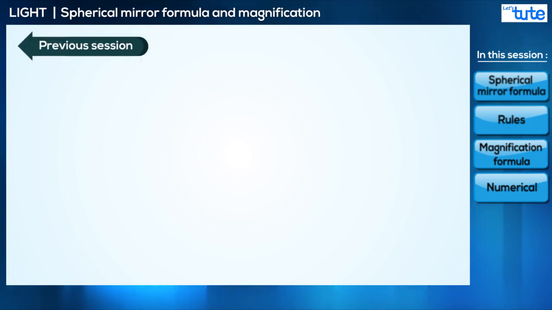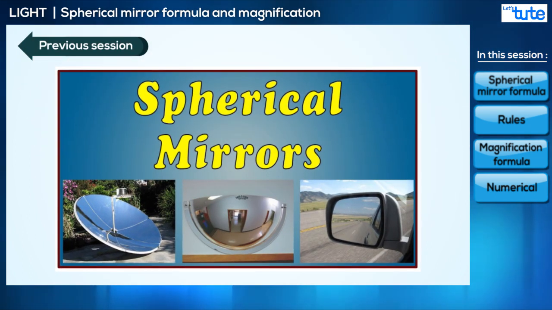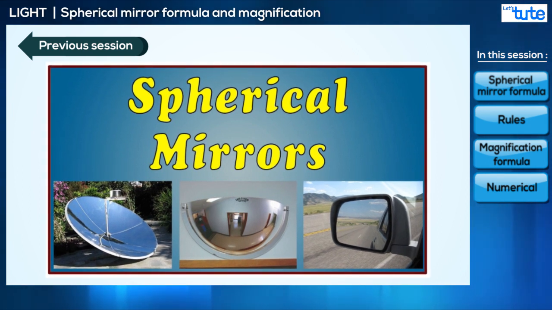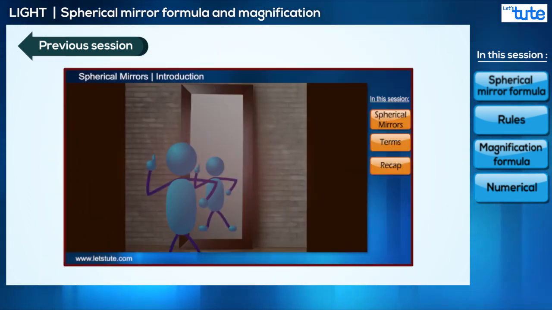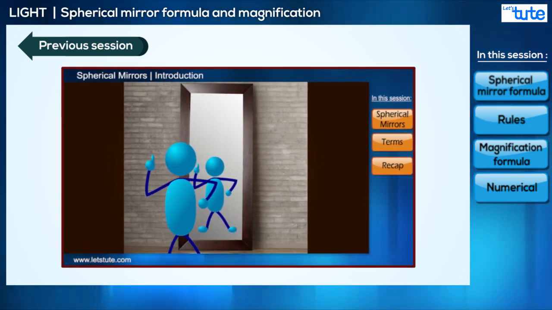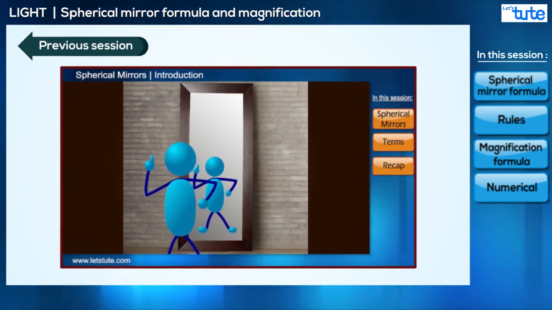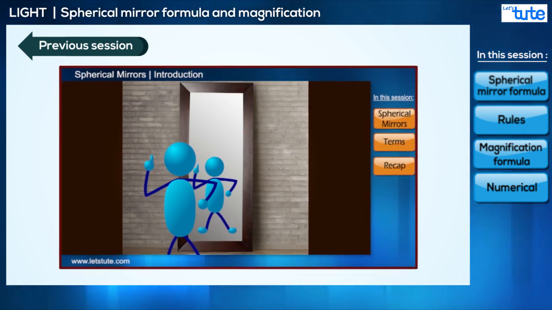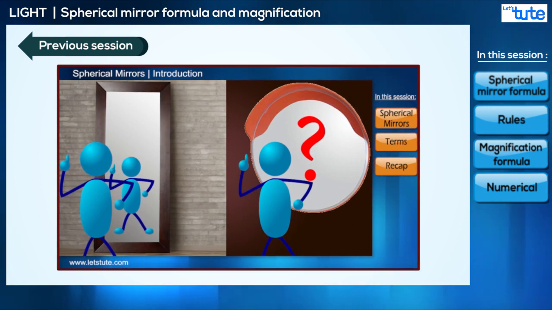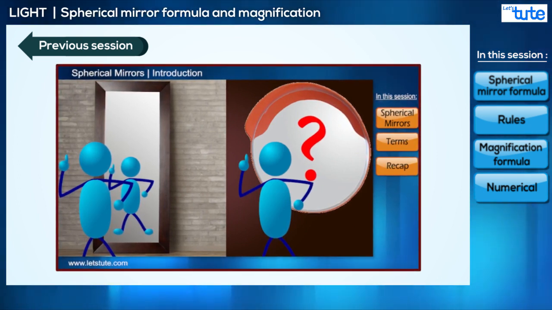So, let's start with today's session. In the last video, we talked about spherical mirrors and how they behave differently from plane mirrors. We left you with a question in that video. We all know what happens when you move back and forth in front of a mirror. Your image in the mirror gets smaller and bigger respectively. But what happens when you move back and forth in front of a spherical mirror? Well, let's figure that out now.